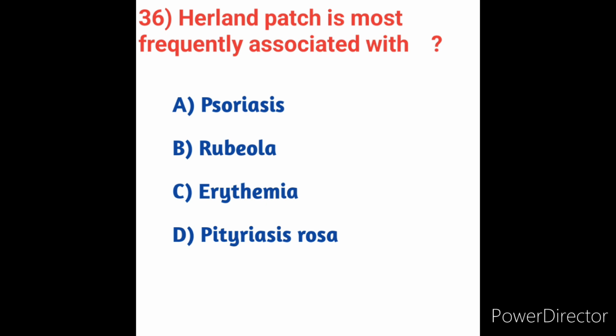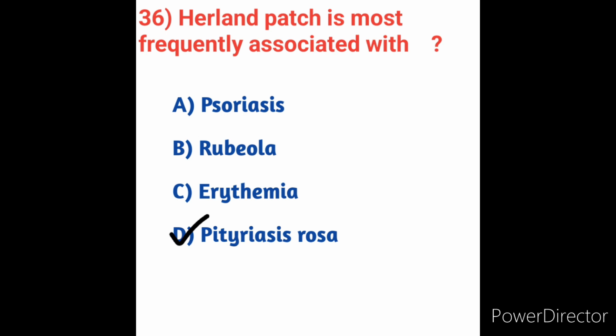The Herald patch is most frequently associated with pityriasis rosea, a skin rash that sometimes begins with a large spot on the chest, abdomen or back, followed by smaller lesions. The signs and symptoms of pityriasis rosea are skin rashes, skin redness and scaly rashes. So here option D is the correct answer. Pityriasis rosea is the correct answer.